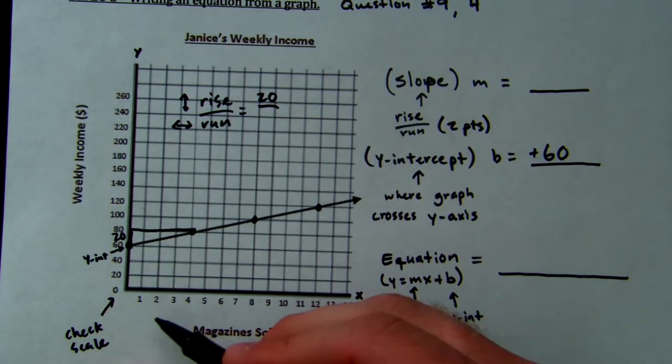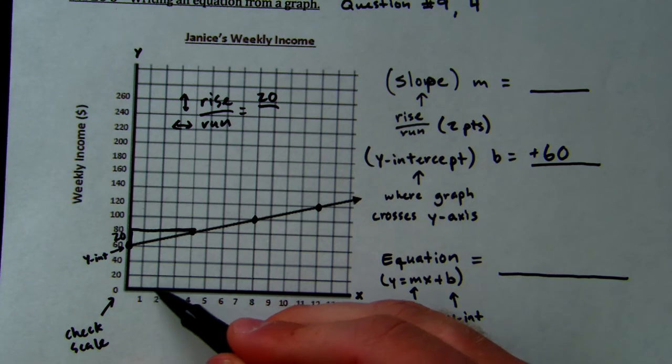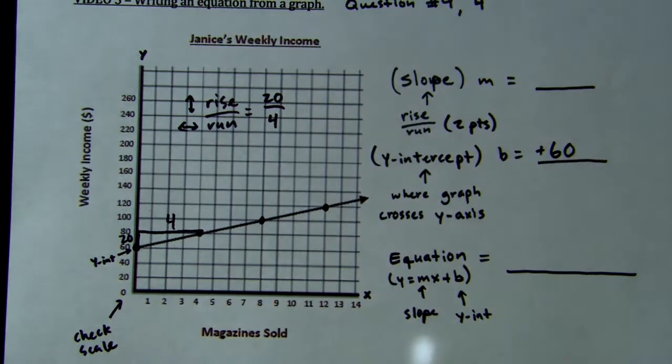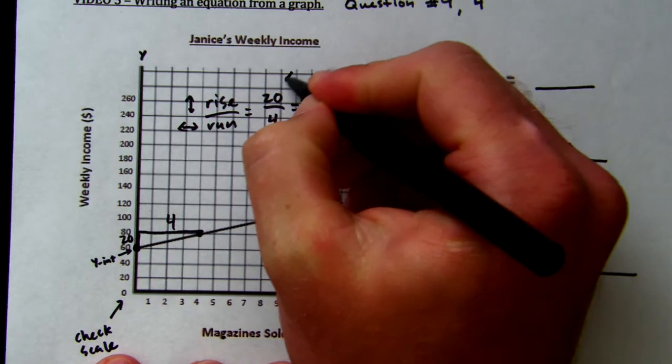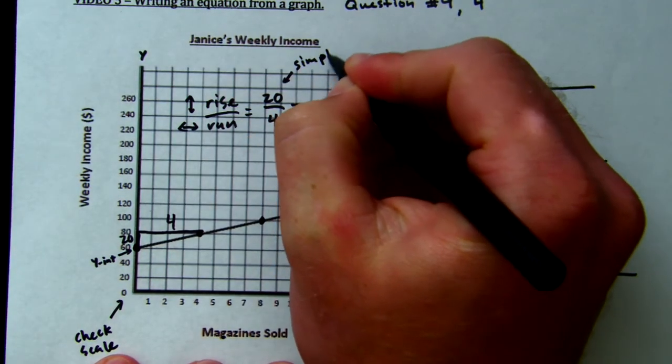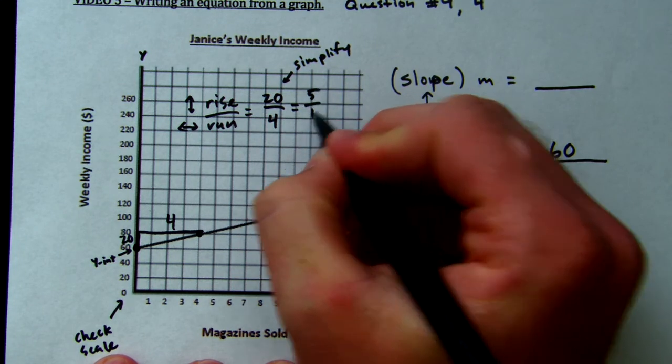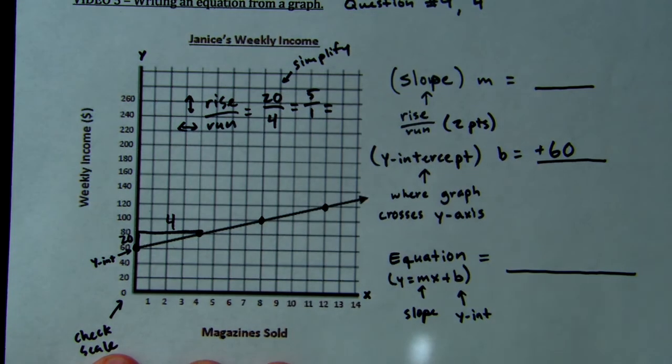Now, we check our scale here. Each square goes by 1s. So this is just 4. My run is 4. And is this a positive graph or a negative graph? Well, it goes up and to the right. That means it's positive. So our slope is going to be positive. And of course, we want to simplify. 20 divided by 4 is going to be 5 over 1. And we can simplify that even further. 5 divided by 1 gives us 5. So our slope is positive 5.